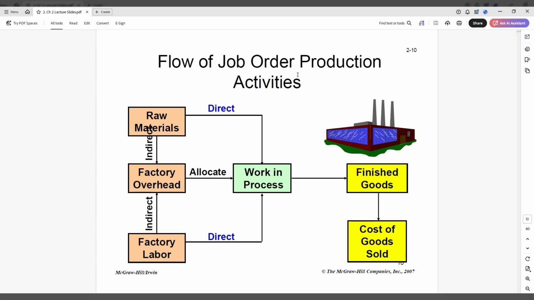The flow of job order production activities. So this harkens back to chapter 1. Don't forget your main categories of product costs. Remember, raw materials, factory overhead, and factory labor. And with raw materials and factory labor, as I mentioned before with job costing, the idea is that we can pretty easily, or at least feasibly, allocate and track how much labor went into a certain job, like with my CPA example of spending 3 hours on customer X and maybe 2 hours on customer Y.